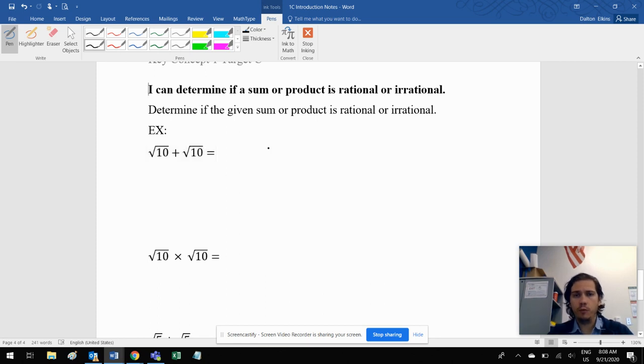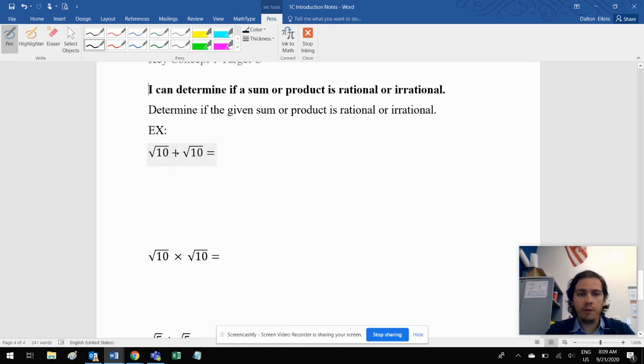So we talked about the difference between rational and irrational numbers and what we can do to identify whether or not a number is rational or irrational. Let's now combine this with the context of what we've been talking about, where we've been adding radicals and multiplying radicals. So your goal here is to determine if a given sum or a product is rational or irrational. So let's look at an example.